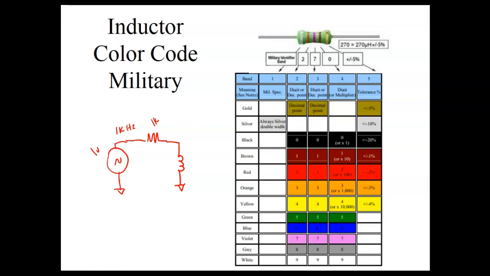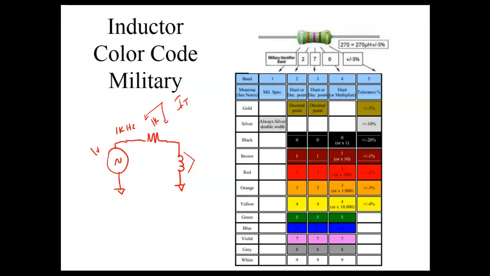So how would I do that? Well, I'd measure the voltage drop across this, right? Use that to calculate my current, since it's a series circuit and the current's the same. I measure the voltage drop across that, and then I would calculate X of L, and then I would use that to calculate L. So that's what I would do. That's how I measure with a circuit.